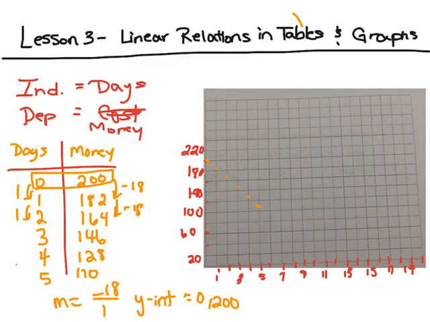So there's our line, and we're going to extend it because I think the most interesting thing about this question and what we'd really be wondering is, when does she run out of money? So if you extend your line down, it looks like it's somewhere after 11 days. My line's not quite straight because I can't use that ruler on the iPad. So that is your linear relation.